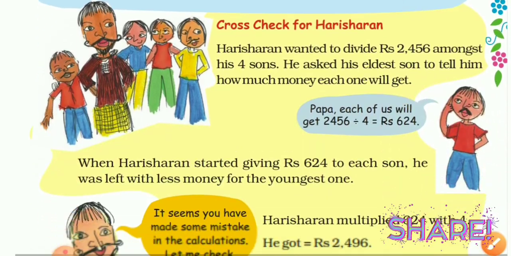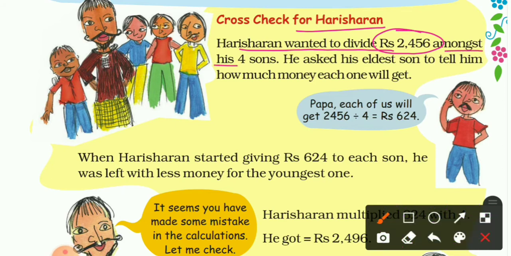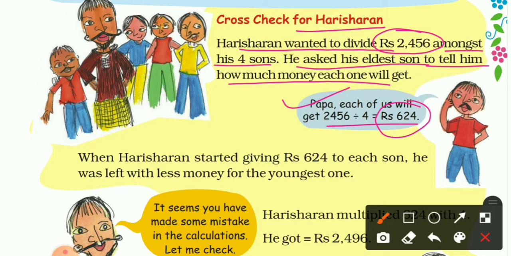Now another topic is here, cross check for Harisharan. So let's read this story. Harisharan wanted to divide 2456 rupees amongst his 4 sons. So for this he needs to divide. He asked his eldest son to tell him how much money each one will get. So his eldest son just divided the numbers, 2456 divided by 4, and he got 624. So now each son will get 624 rupees according to the solution.